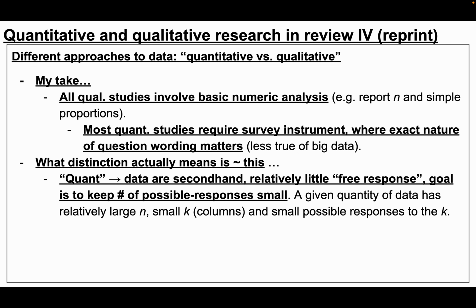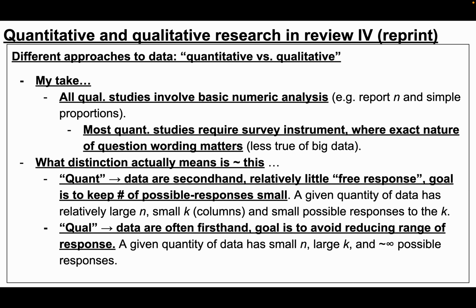So a given quantity of data, if you think about this as almost like a three-dimensional volume of data, is going to have a relatively large number of rows, a relatively small number of columns, and then within each cell, you don't maybe even want to think about it as a small number of possible responses, but almost like a restricted framework for responses. So you can only put in a number, for example.